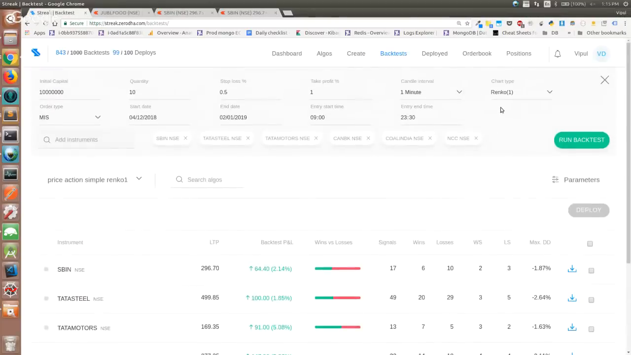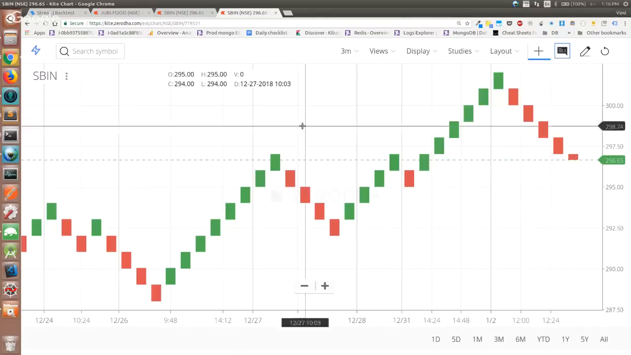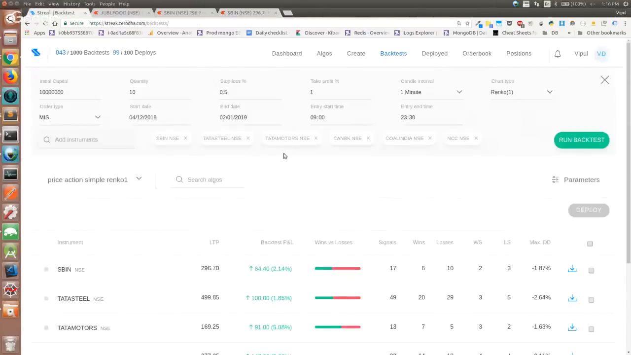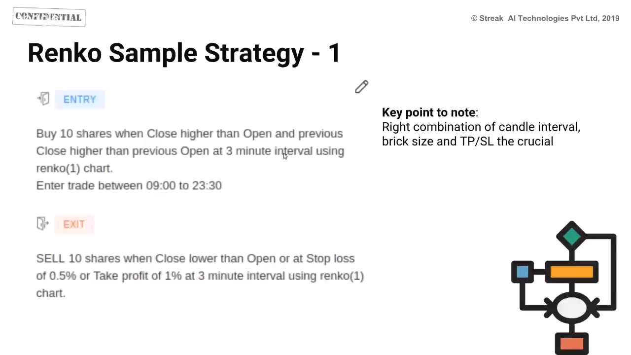How did I come to this brick size, right? To choose brick size when you are entering it manually, it's a lot of trial and error, but you can use some rules of thumb to do that. I'll cover that once I cover some more strategies, right?